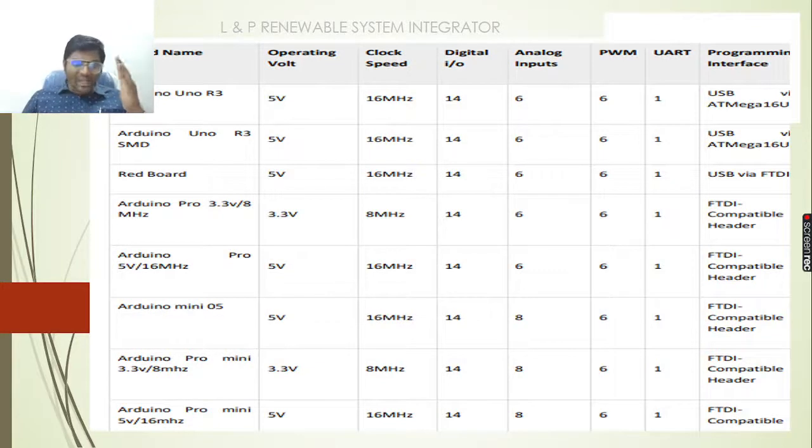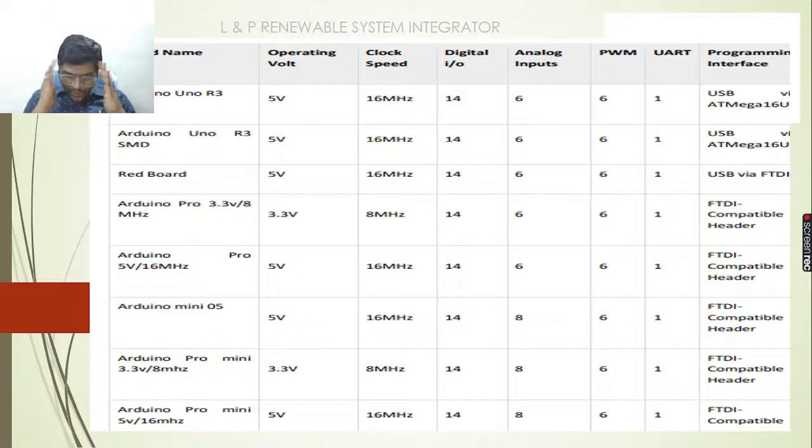And these are the different types of boards of this Arduino. Even if you search on the net, you can get all these types of boards. We have this many different varieties, and based on the programming interfaces and the number of digital IOs, we have this many categories in the Arduino. It means clock speed is very much important when you're choosing an Arduino board.